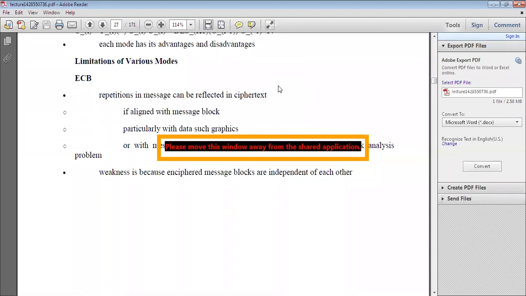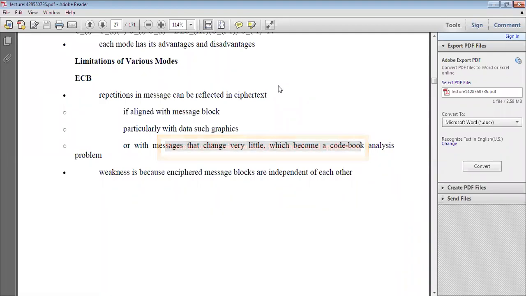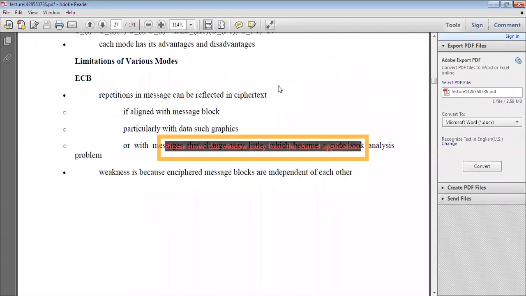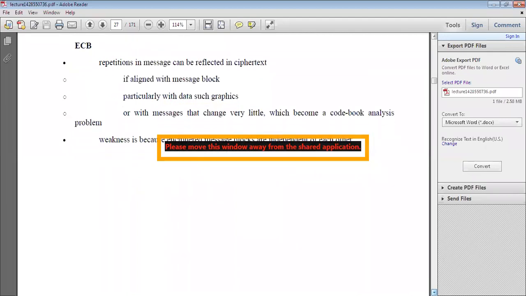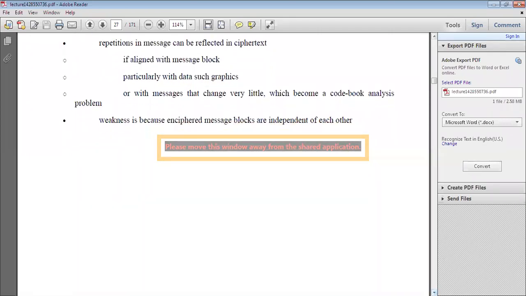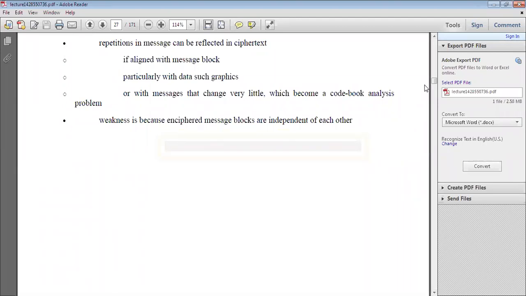If one message is followed by the same repeated message, then at that time you face the problem that a repetition in a message can be reflected in ciphertext. That is the major problem with using the electronic code book. We'll continue in the next class.